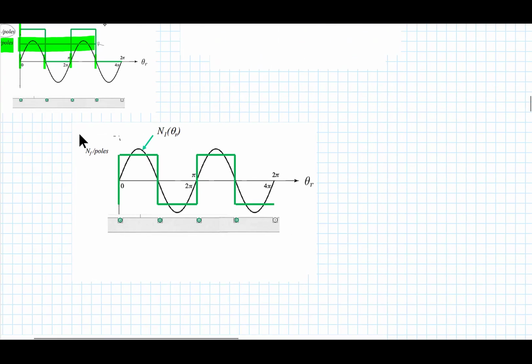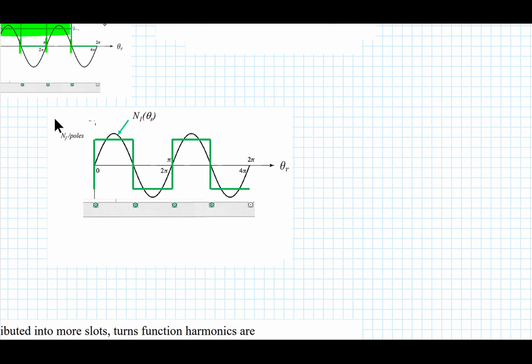Now let's go back to this turns function, and we're going to write a turns function in the same way, and it's going to be a function of a mechanical angle of the rotor right here. I'm really only interested in the sinusoidal fundamental, which is the first harmonic of this square wave here. So that's N sub 1. And if you were going to take a Fourier series of that, and you know that you've got NF divided by poles as the peak of this square wave, then the sinusoidal function would be this.